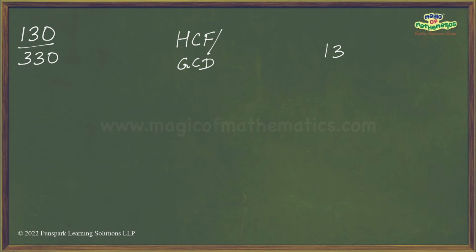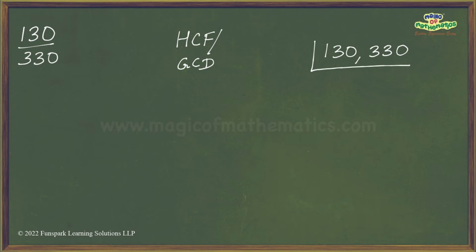Say we have the fraction 130 over 330. We need to find out whether this fraction is in its simplest form, and if not, we need to reduce it to its simplest form. We can see here that both the numerator and denominator are even numbers and hence divisible by 2. So obviously the fraction is not in its simplest form. But how do we go about reducing it to its simplest form? As we saw, we would need to find the HCF or GCD of 130 and 330.